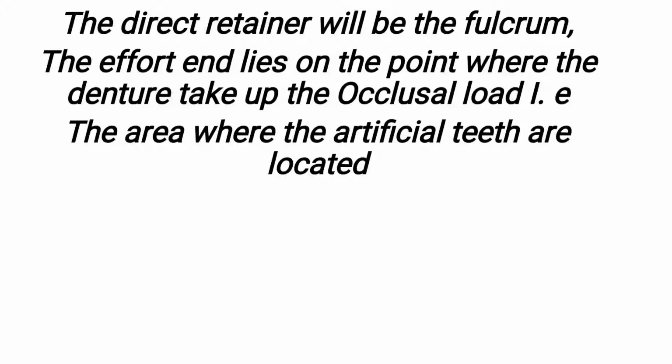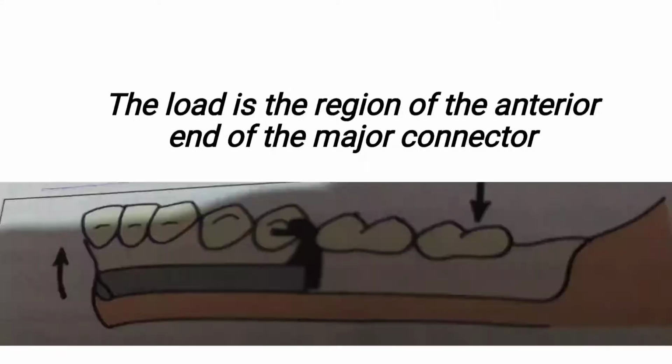Now the direct retainer will be the fulcrum. The effort end lies on the point where the denture takes up the occlusal load. That is the area where the artificial teeth are located. Got it? Now, the load is the region of the anterior end of the major connector. You can see this diagram.